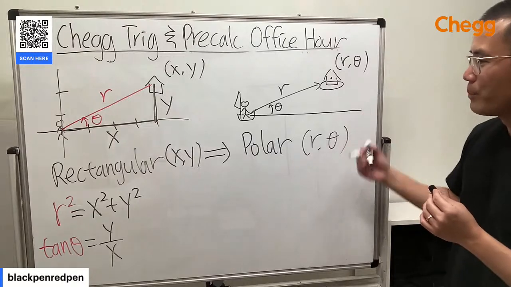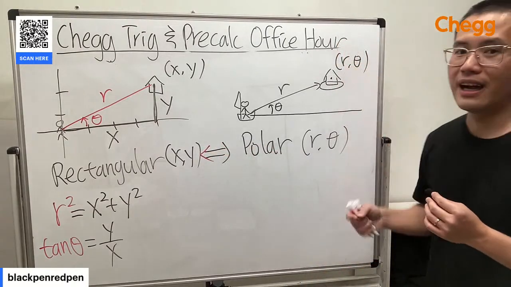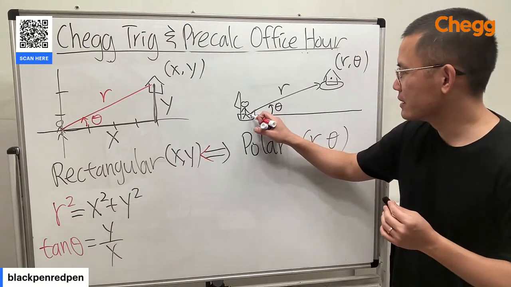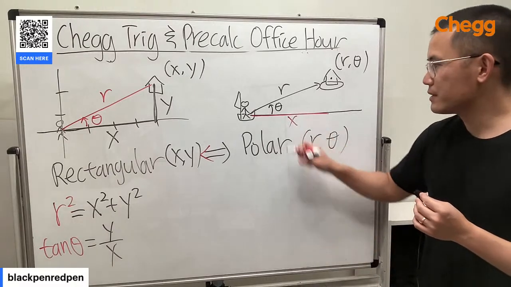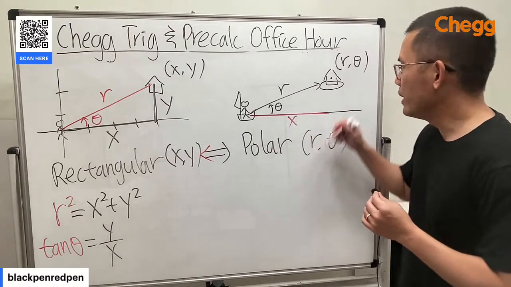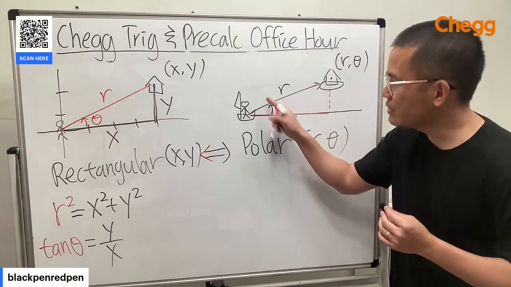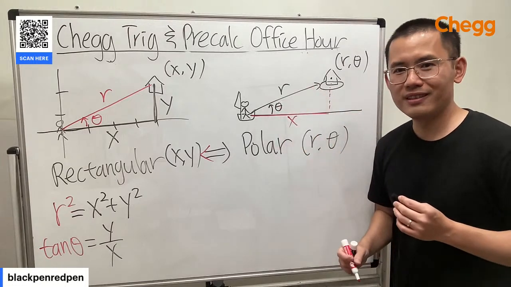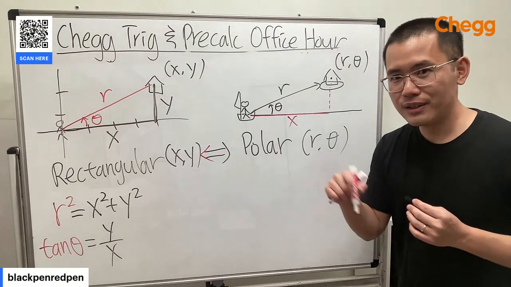Okay, how do we go from polar to rectangular? Now we are given r and theta. Let's find x first. Have a look. We are about to get a right triangle. We know the hypotenuse, we know the angle. So what can we do? Cosine.